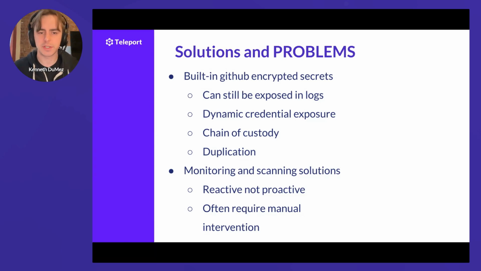Another issue is chain of custody. Any user with write access to your repository, for example, has read access to all secrets configured in your repo. This makes it difficult to audit and keep track of who's accessing what resource at what time, and who is doing what with your various secrets. And of course, this also becomes increasingly challenging at scale.